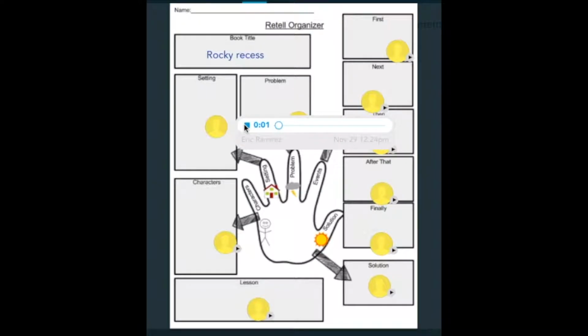Tell you about the setting. So the setting, it takes you inside, and then they go out for recess, so it's outside. And then they go back inside. And I think it's the summer because you can see the sun, and they're not even wearing jackets.